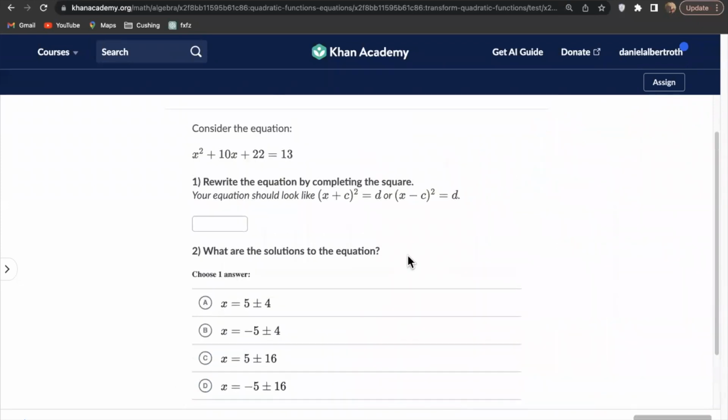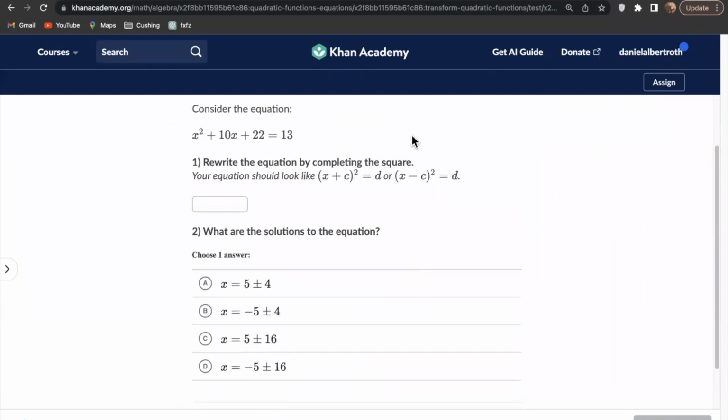All right, very nice. This question says, consider the equation x squared plus 10x plus 22 equals 13. Rewrite the equation by completing the square. Your equation should look like (x plus c) squared equals d, or (x minus c) squared equals d.